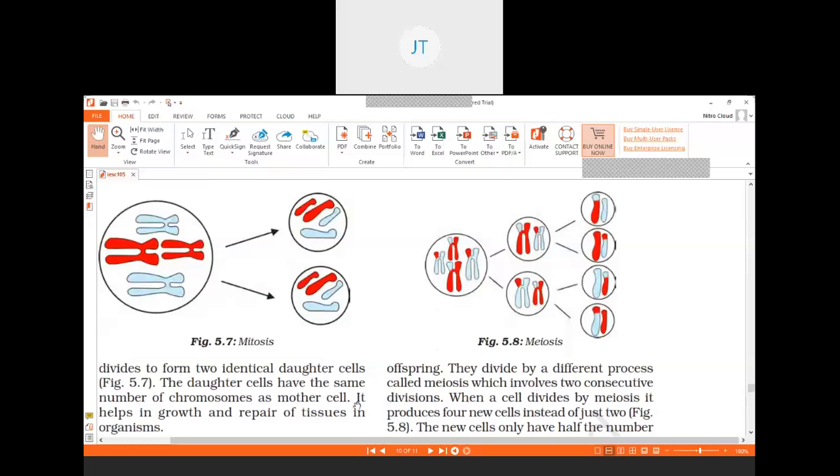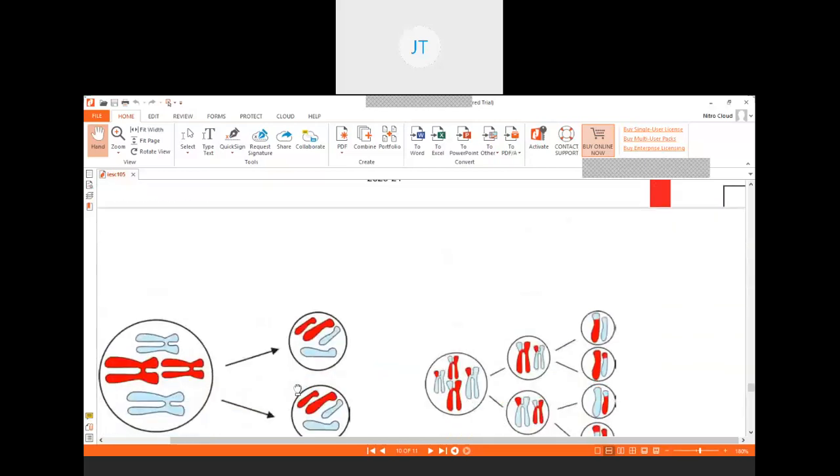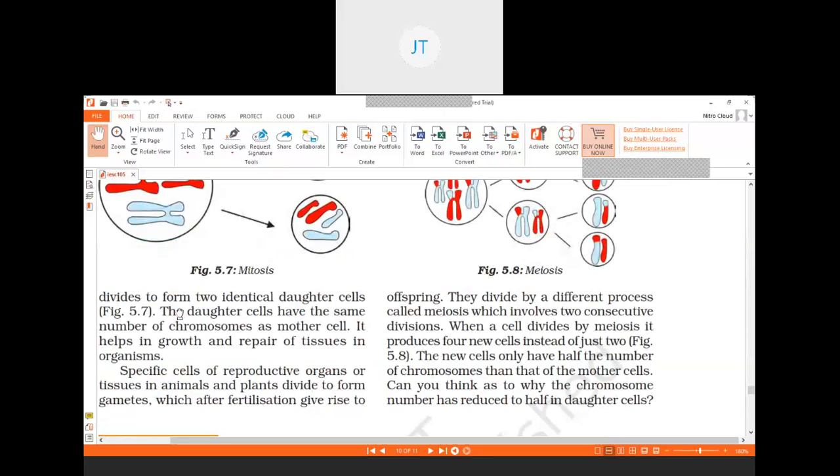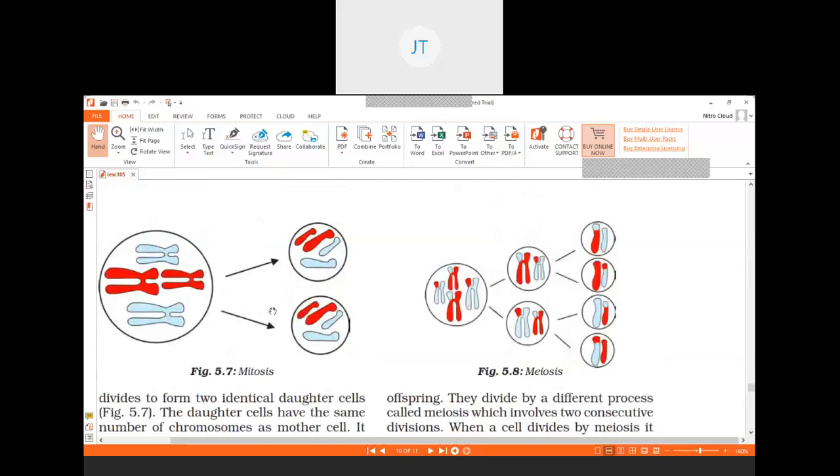Here, each cell, called a mother cell, divides to form two identical daughter cells. From one cell, two identical cells. Here you can see figure 5.7, mitosis. In that, two pairs of chromosomes are shown. One is a red pair of chromosomes and another is a blue pair of chromosomes.